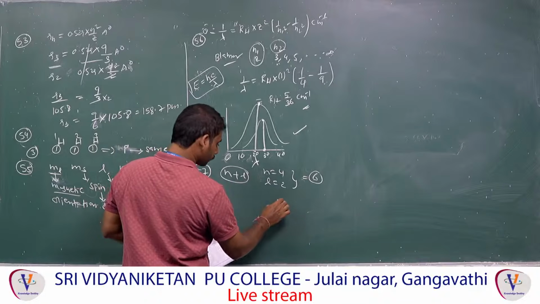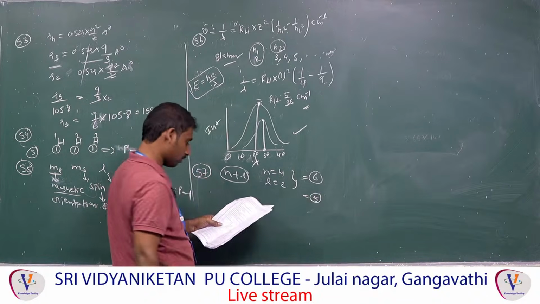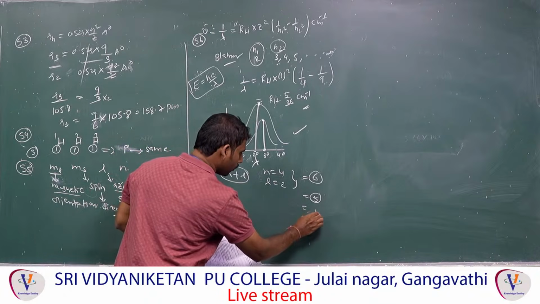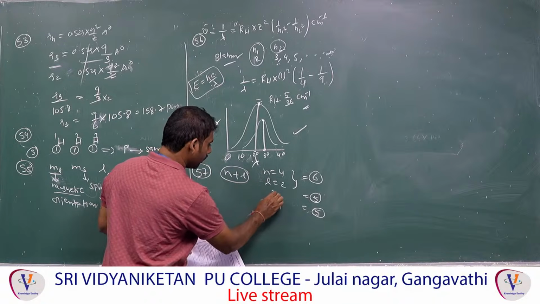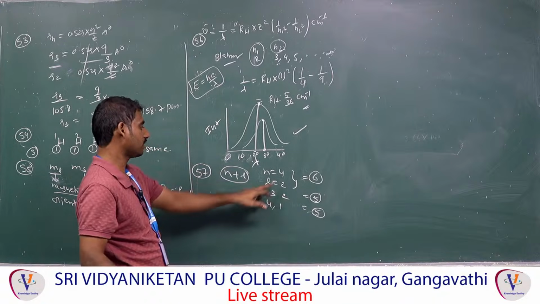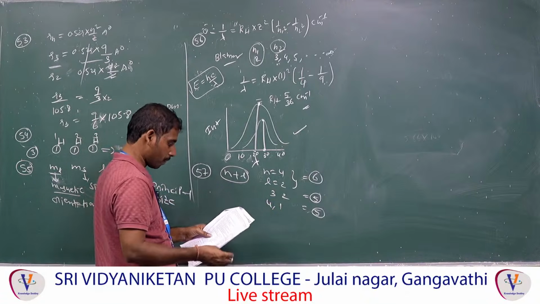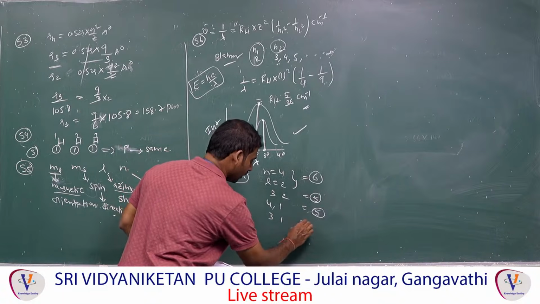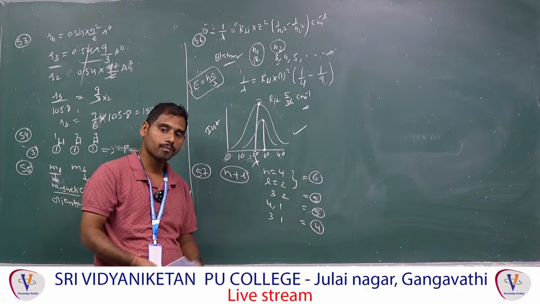Second option. 3 plus 2, that is 5, n plus l. Third option, 4 plus 1, that is 5. Here 4 comma 1. Here 3 comma 2. What is 3 comma 2? n is 3, l is 2. Here n is 4, l is 1. Fourth option, 3 1. 3 1, right? That means n plus l value is 4. Right. These are the n plus l values.